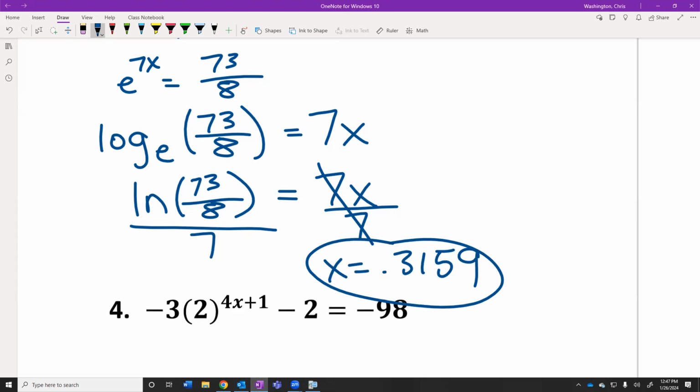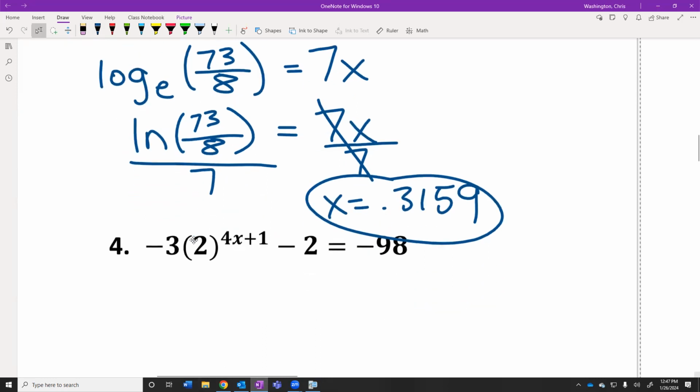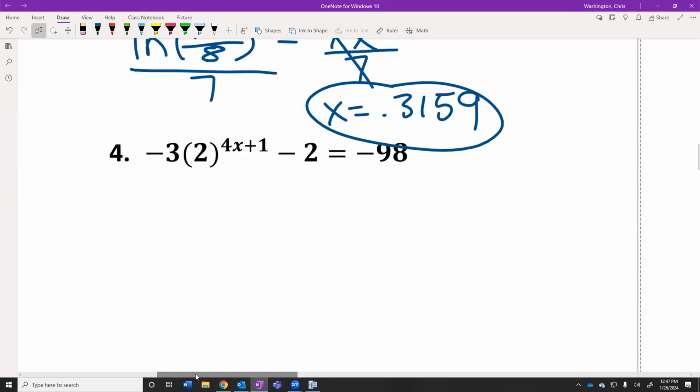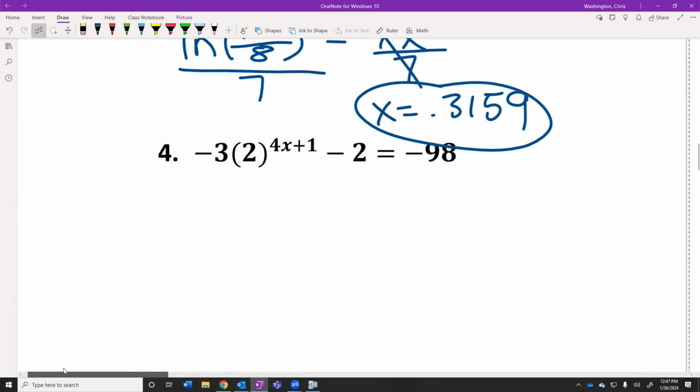And this is if we can't get the bases the same. If we can get the bases the same, we would likely do it the way we did earlier in the week.